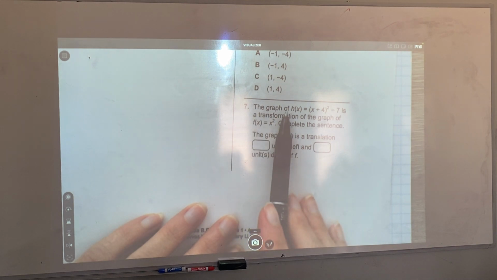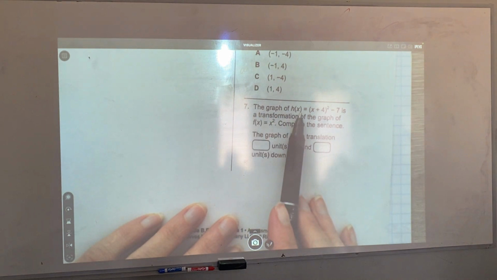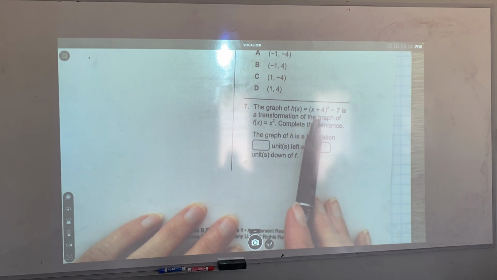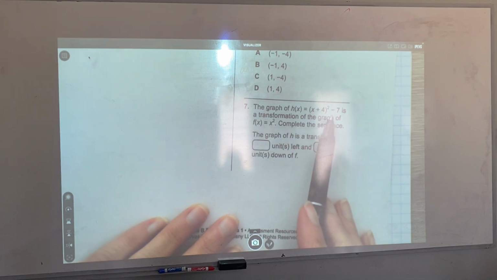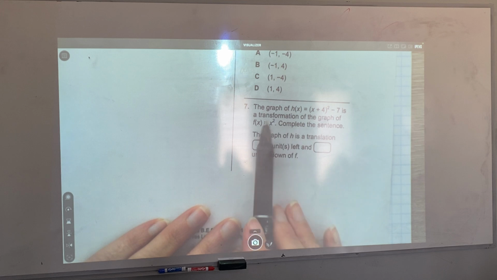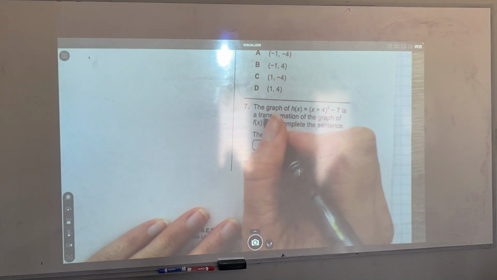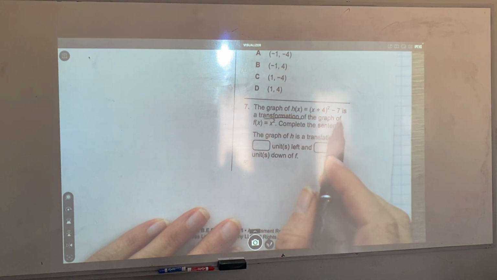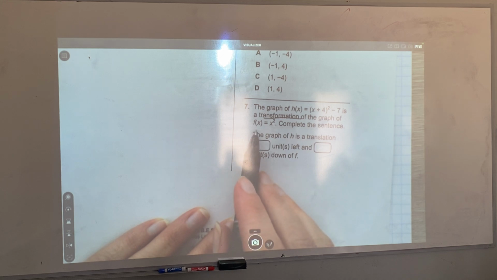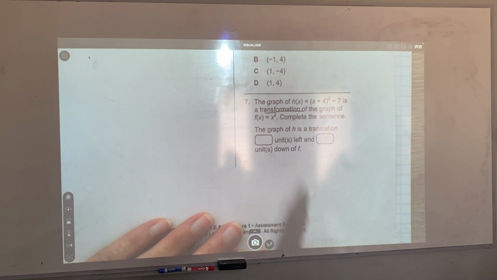The graph of h of x equals x plus 4 squared minus 7 is a transformation of the graph of f of x equals x squared. Let's define a few things that we have here so far. What does the word transformation mean? And you can just define it in any way. A change, that's exactly what it means.